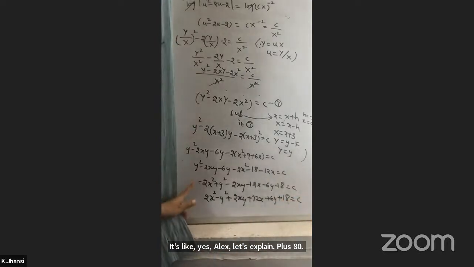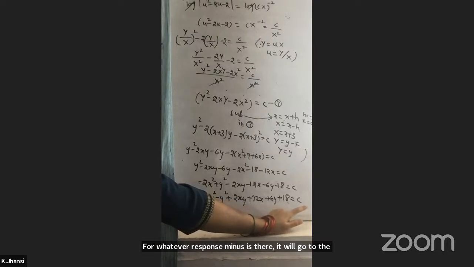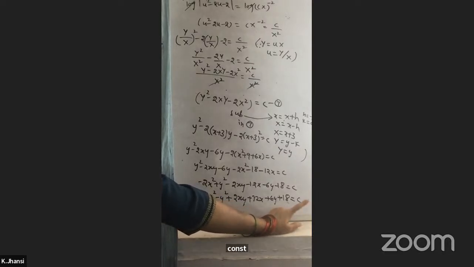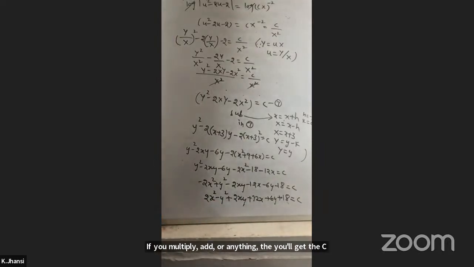Okay. So whatever this minus is there, it will go to the constant term. If you multiply, add or anything for the constant term, you will get the C only. Okay. So this is the solution of the non-homogeneous differential equation. I hope you understood.